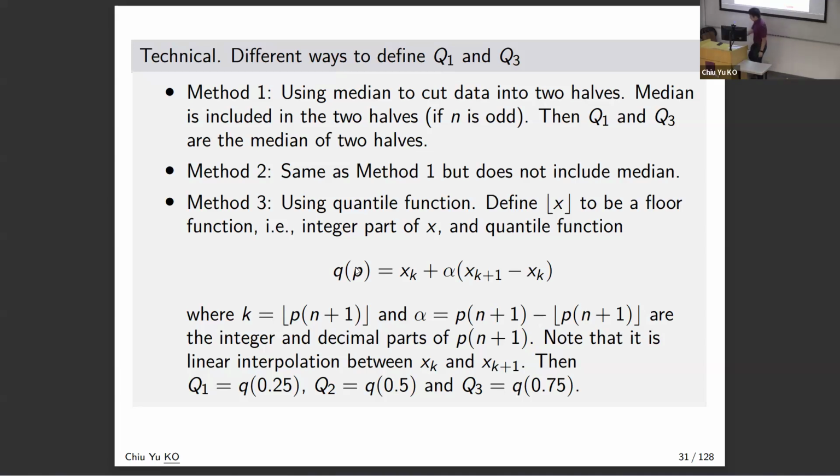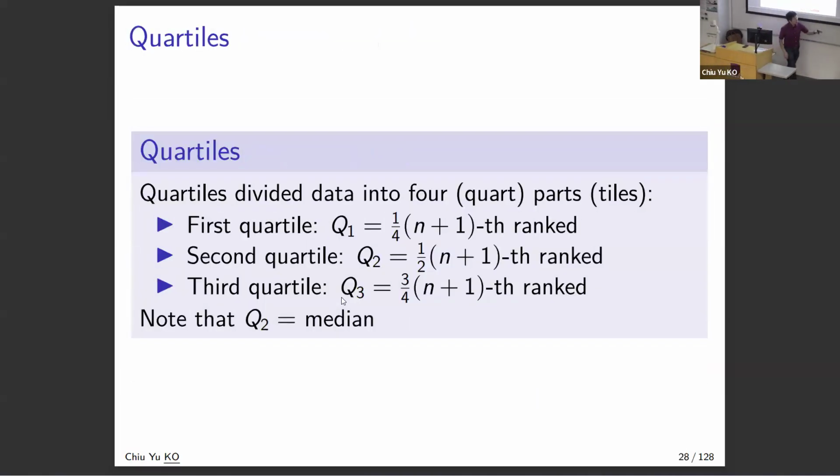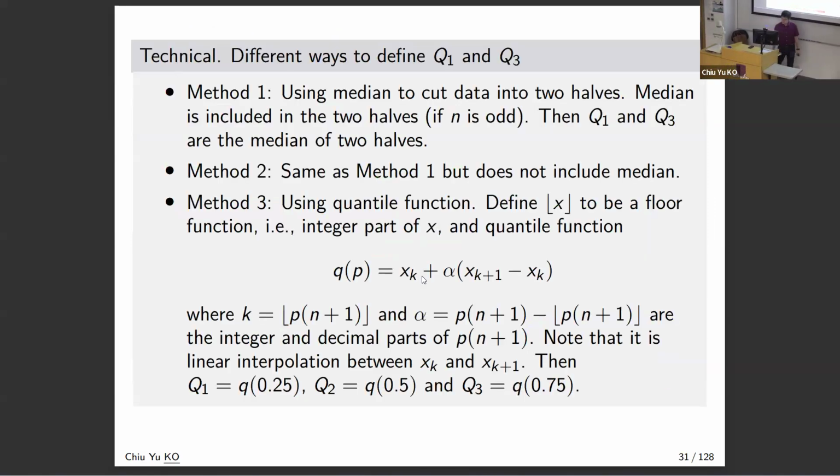So the idea is to start from here. Remember, the quartile position is 1/4 of n plus 1, and 3/4 of n plus 1. We'll just use this definition directly. How do we do that? We look at your data set, n plus 1. Suppose we calculate Q1. Q1 is a quarter of n plus 1.